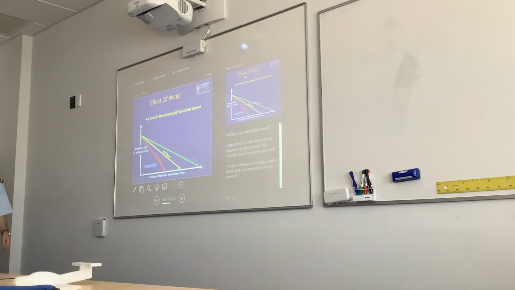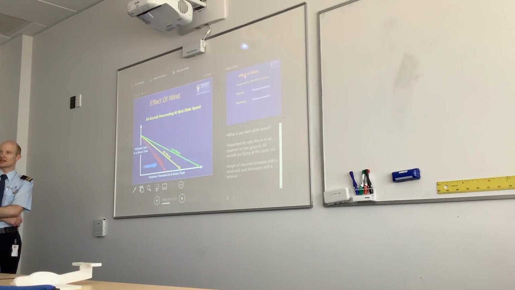So this time, with a tailwind, we have covered much more distance across the ground, but we're still at the same airspeed of 75 knots. Therefore, the angle of descent is shallower. Our range has increased. In all cases though, our rate of descent has remained the same. So wind does not affect the rate, only the angle of descent and the range of the aeroplane.